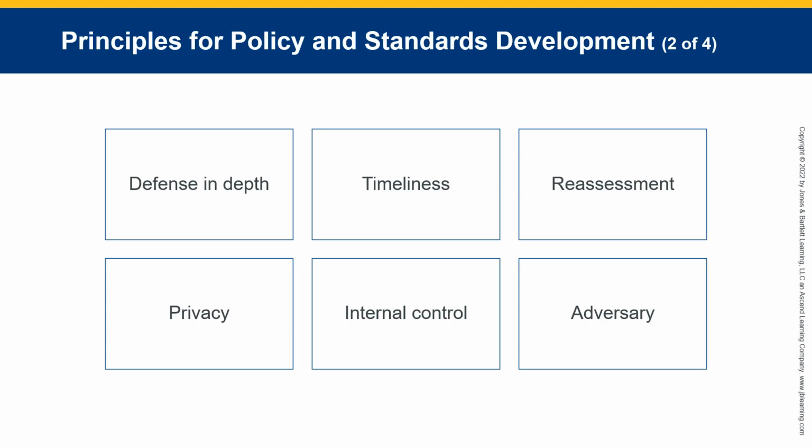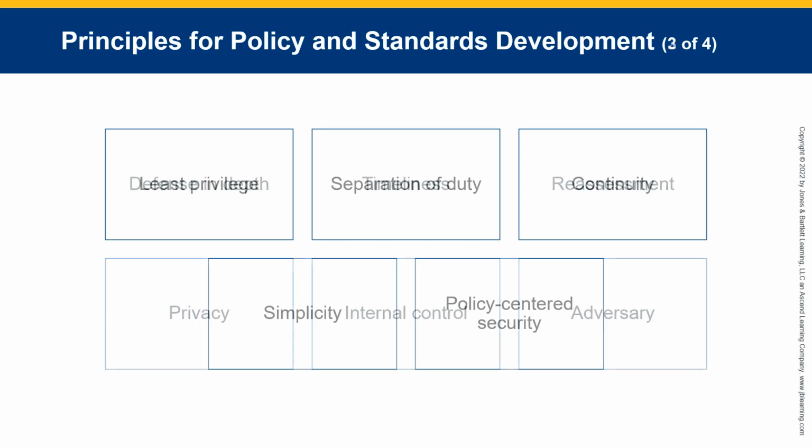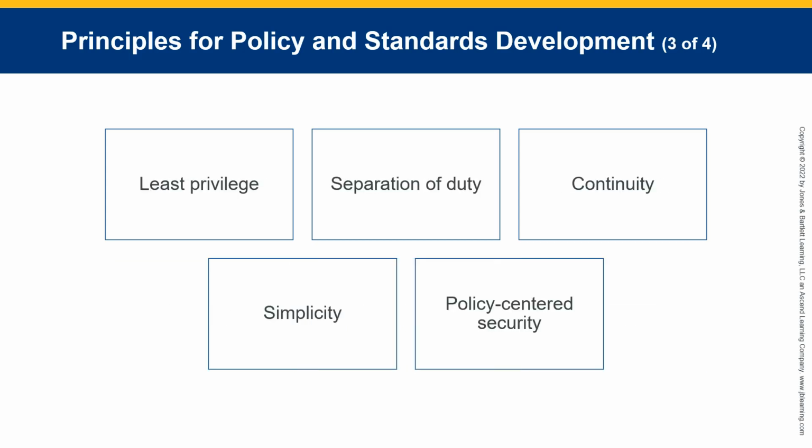Adversary principle. Controls, security strategies, architectures, and policy library documents should be developed and implemented in anticipation of attack from intelligent, rational and irrational adversaries who may intend harm. This is also the case with threat assessment. Page 3 of Principles for Policy and Standards Development.